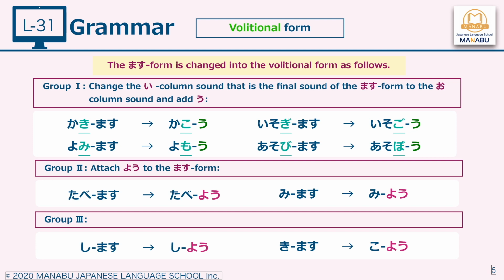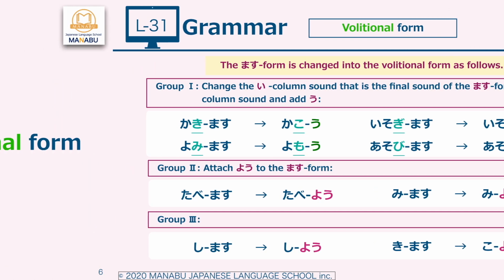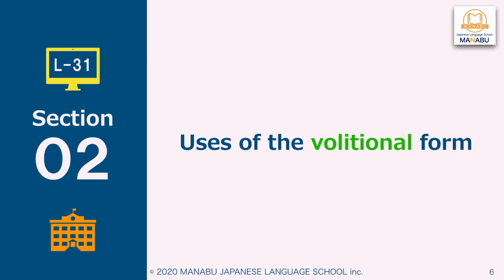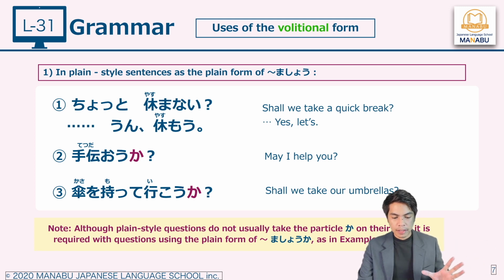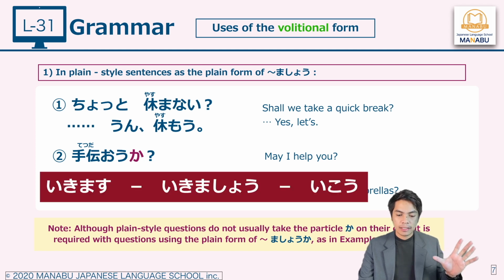For group 3 verbs, shimasu will become shi plus yo, shiyo. And the verb kimasu will become koyo. So what are the uses of the volitional form of the verbs? Number 1, the volitional form of the verbs is the plain style of the form verb masho. So if you remember, you say ikimasu, then you will say ikimasho, it means let's go. And iko is the plain style or plain form of ikimasho, iko.